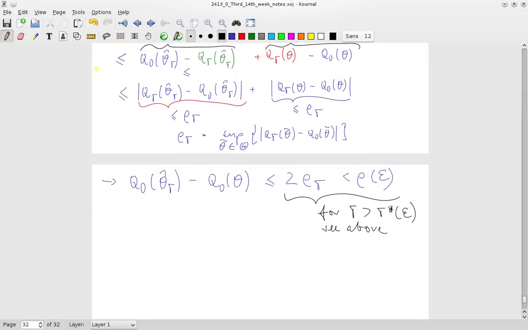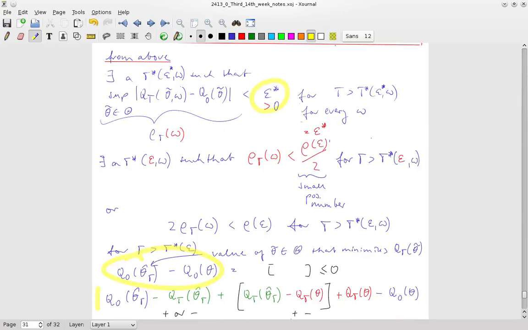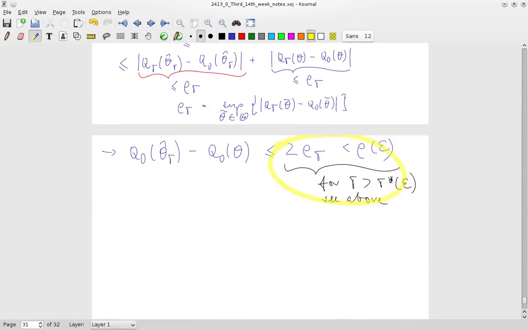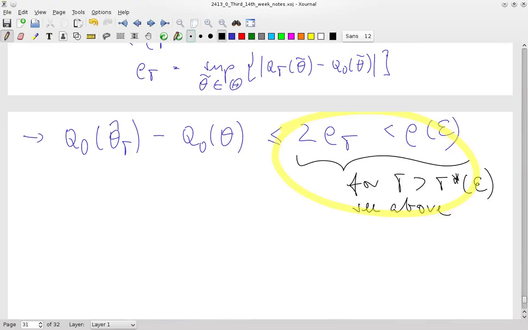Now this underbraced result is what we have for t bigger than t star of epsilon. Recall from our notes that this is what should happen when t gets bigger than t star, in other words, if you have this almost sure convergence, uniformly, of Qt to Q naught. But the hitch of this result is the following. So I'm going to restate it.